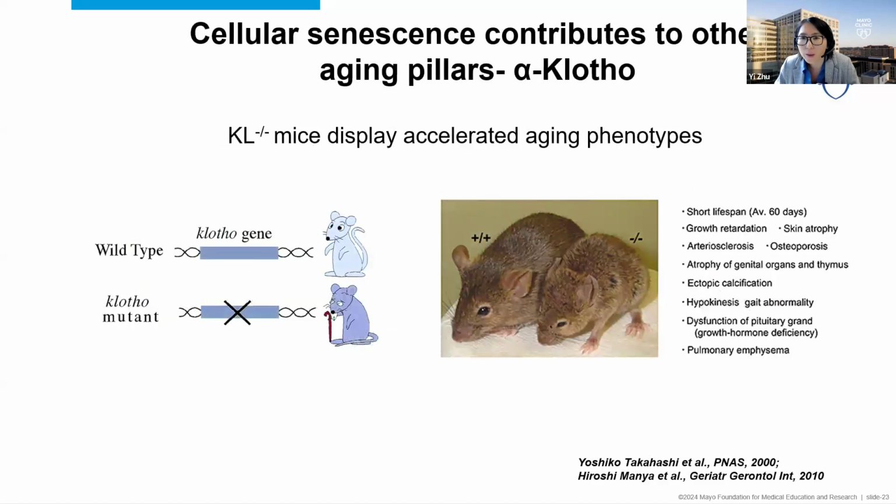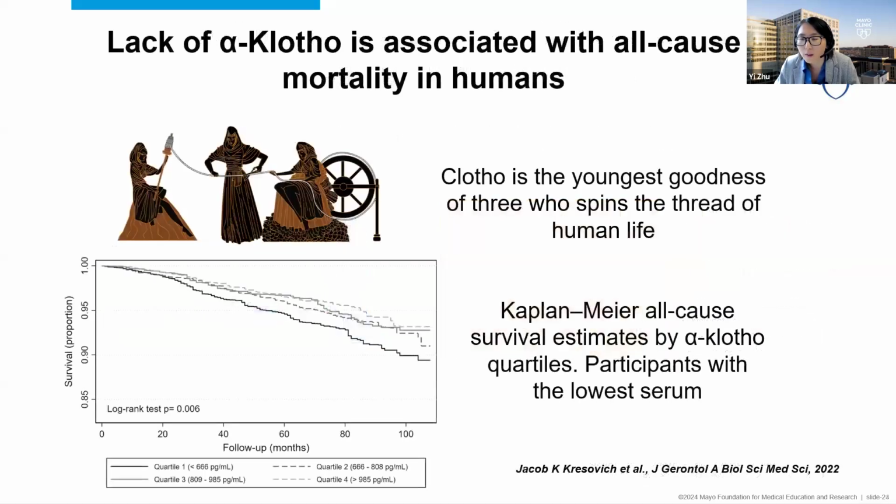So the first aging pillar I was thinking about was alpha Klotho, because alpha Klotho was discovered decades ago, when people found that alpha Klotho knockout mice display accelerated aging phenotypes, and when you overexpress alpha Klotho, it can increase healthy lifespan in mice as well. Not only in mice, in humans as well.